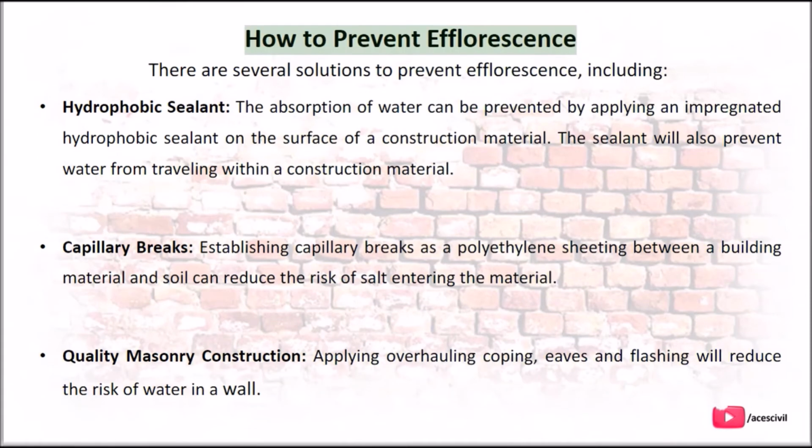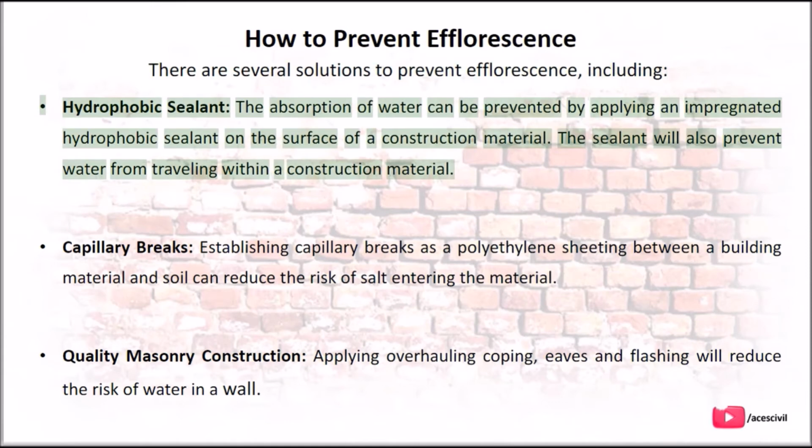How to prevent efflorescence? There are several solutions to prevent efflorescence, including hydrophobic sealant. The absorption of water can be prevented by applying an impregnated hydrophobic sealant on the surface of a construction material. The sealant will also prevent water from traveling within a construction material.